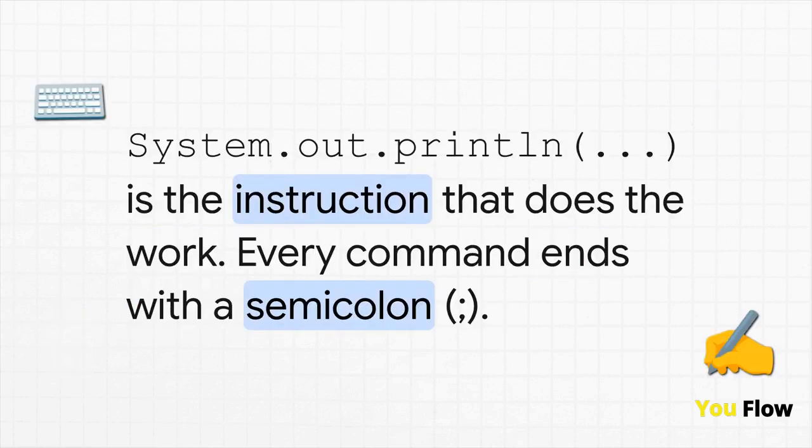And finally, we get to the instruction that actually does something, System.out.println Hello. This is the command that prints a line of text out to your screen. And what's cool is, even in this tiny program, we're using one of Java's built-in objects, System.out, to do the work. Oh, and every instruction in Java has to end with that little semicolon.